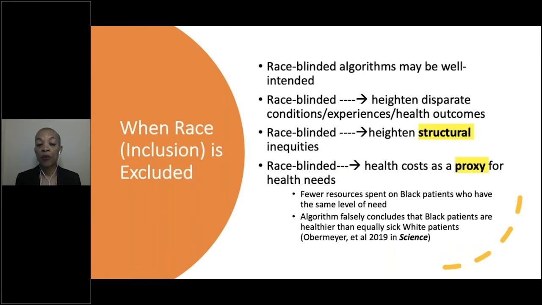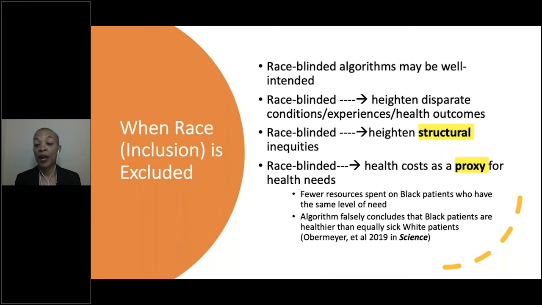When race is included or excluded, what we know, and this was mentioned earlier by Dr. Jones, but I want to highlight some of this. Race-blind algorithms may be well intended. Race-blinded approaches can oftentimes heighten disparate conditions and experiences, as we found with the study of mental health and the study of diabetes. Race-blinded actually heightens structural inequities that often go unacknowledged in an algorithm.